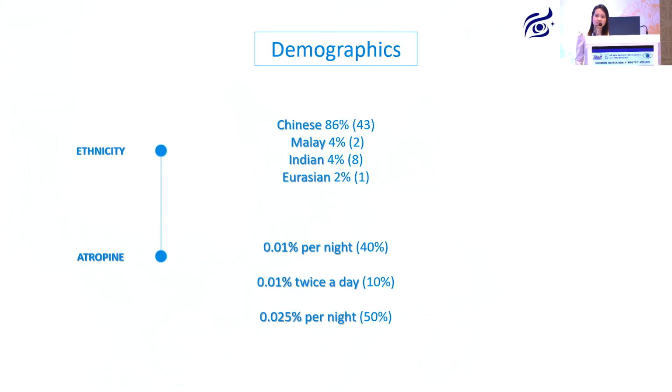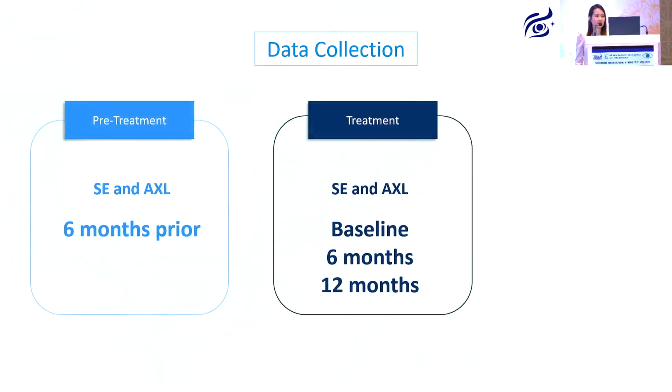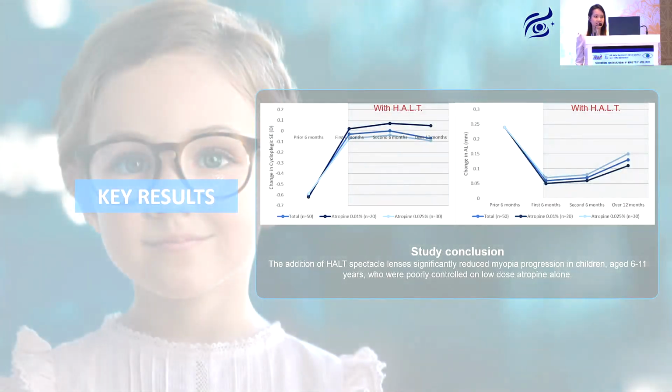Atropine usage in these children comprised 0.01 nightly, 0.01 twice a day, where usually we advise them to use it morning and night, as well as 0.025% once every night. The data we collected comprise pre-treatment data, where we collect the spherical equivalent and axial length data 6 months before the study, and treatment-wise, we collect at baseline, 6 months, as well as 12 months, both spherical equivalent and axial length.